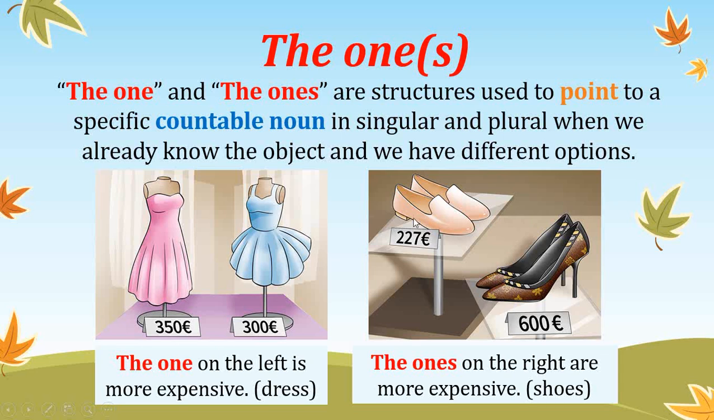Now in the second picture we have, the ones on the right are more expensive. The ones on the right. And we are talking about shoes. A pair of shoes, two shoes. That's why we use ones with an S at the end, because we're talking in plural.